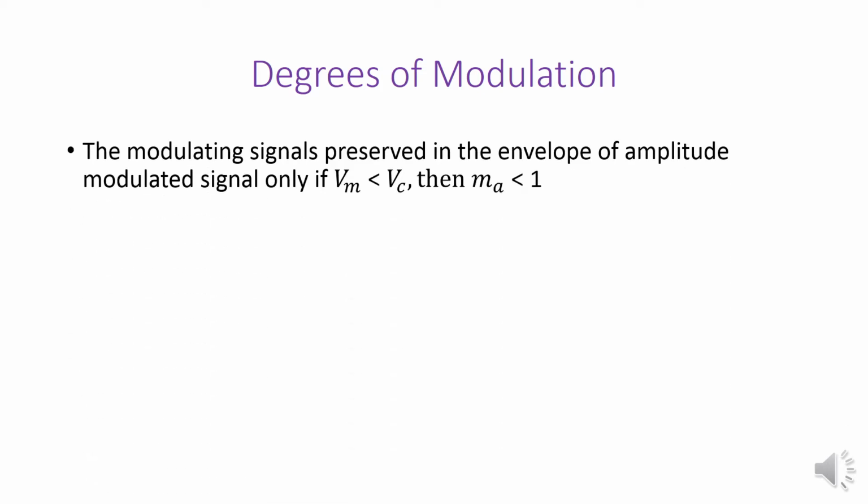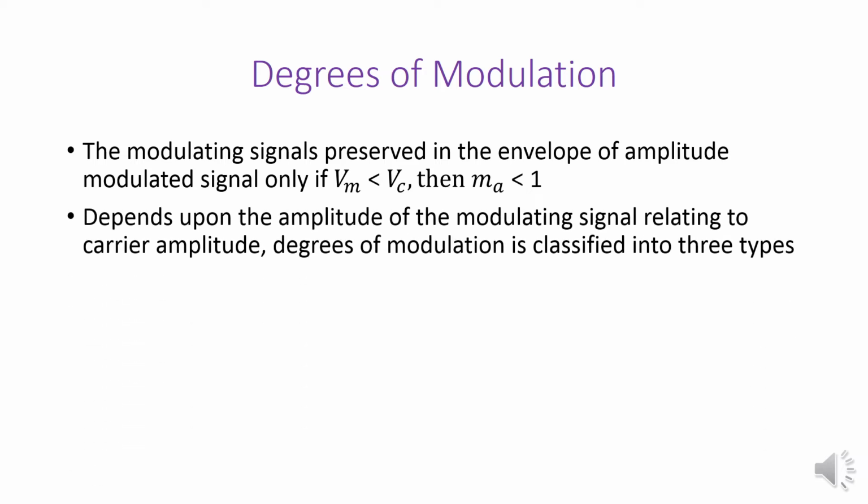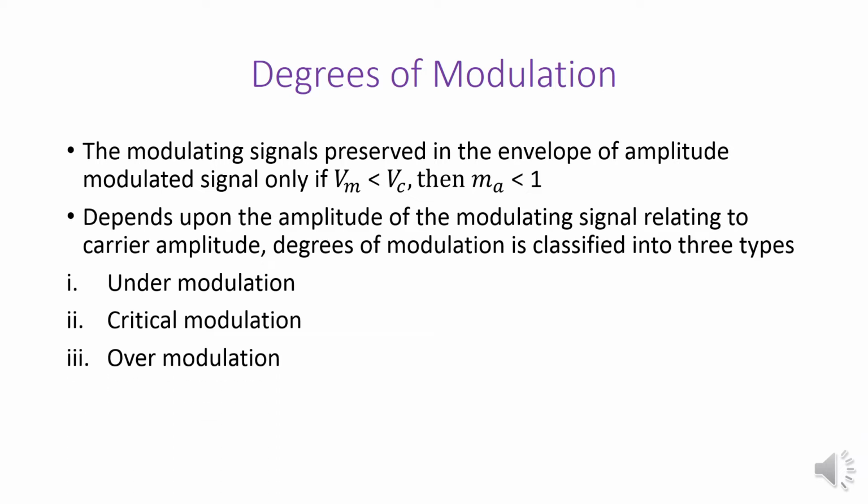The modulating signal is preserved in the envelope of the amplitude modulated signal only when Vm is less than Vc, then Ma is less than 1. This depends upon the amplitude of the modulating signal, relative to the carrier amplitude. Degrees of modulation is classified into three types: under modulation, critical modulation, and finally over modulation.